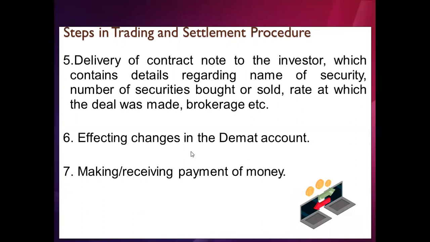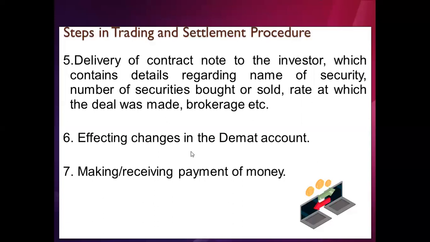Contract note means it's just like a bill, children. He will give his invoice, showing what securities he bought or sold, what is the rate at which the deal has been made, and how much his brokerage is. All this information will be mentioned in that contract note. It's actually a bill, like an invoice of a broker, but we use the term contract note, children.